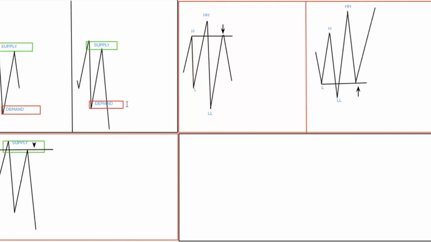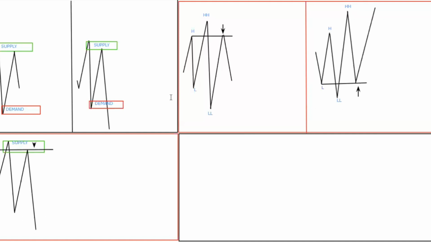If it's not clear, you can go to the previous video which I've made, the first videos about supply and demand zones. They're going to explain more. But then we have a problem here, where supply and demand zones just give us a sort of range, so we don't know the specific point where to enter.